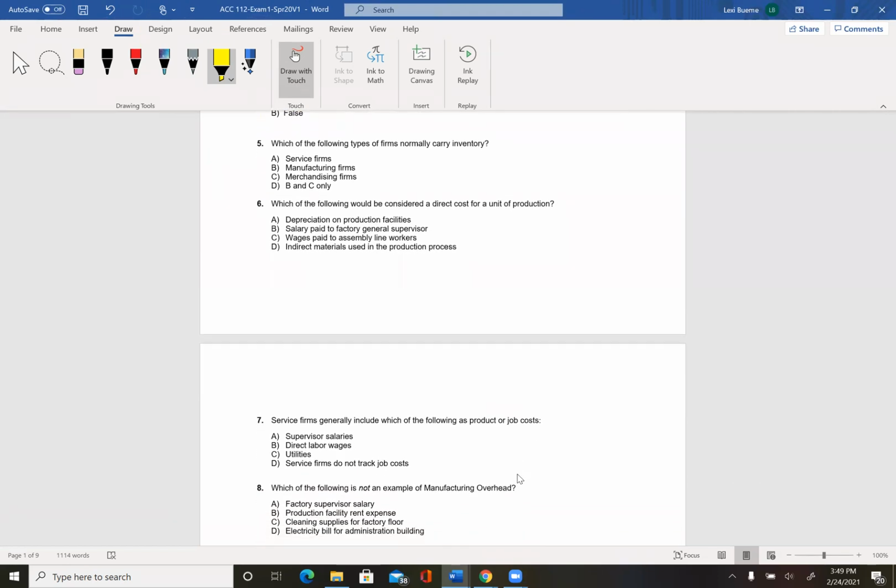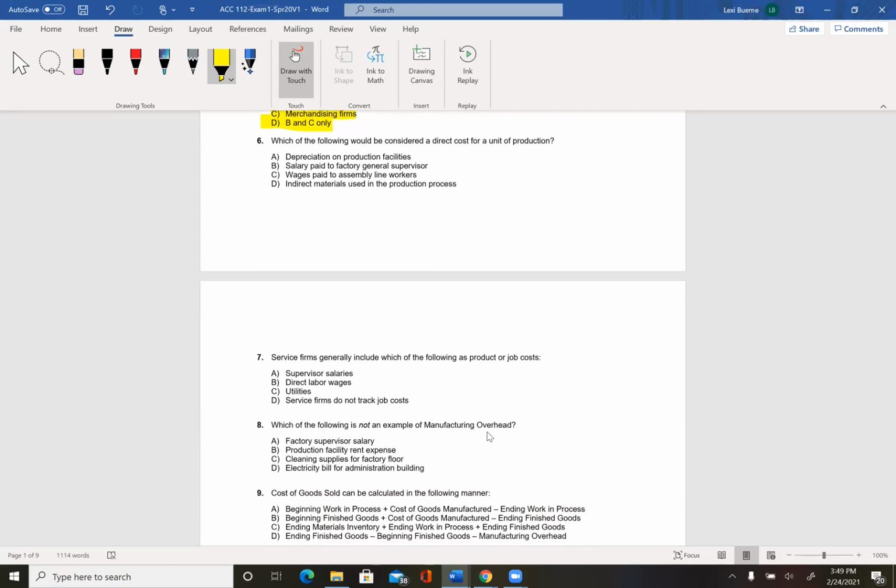Number 5, which of the following types of firms normally carry inventory? That's going to be B and C only. So that's only manufacturing and merchandising. If you're a service firm, you're not going to have inventory. You're just performing the service yourself, or the company is, whereas manufacturing firms and merchandising firms are both going to have inventory on hand.